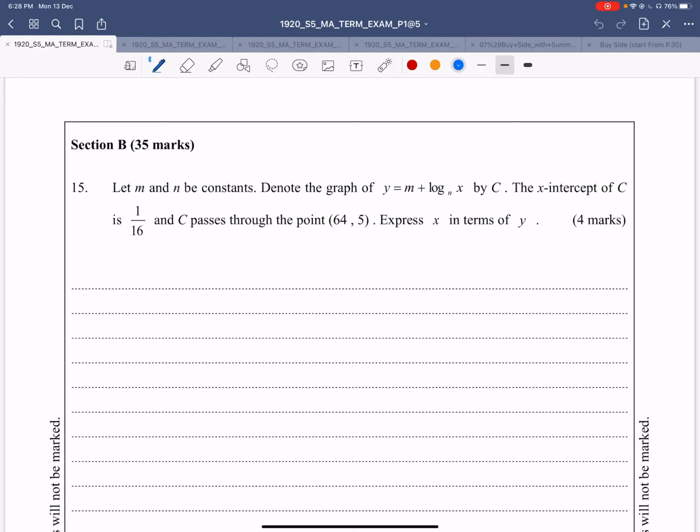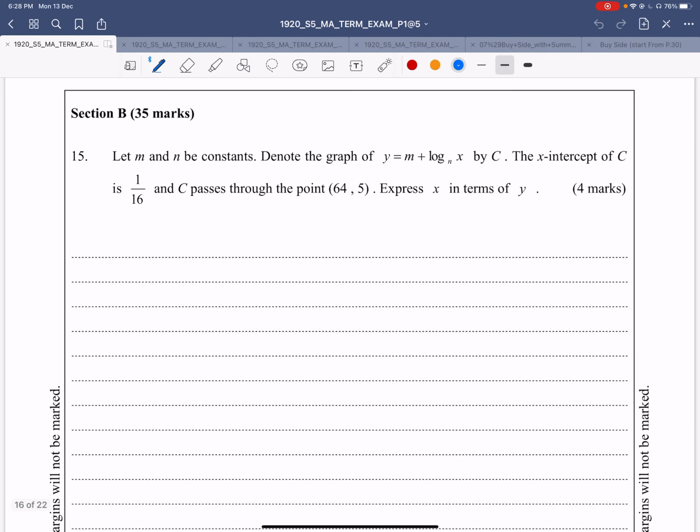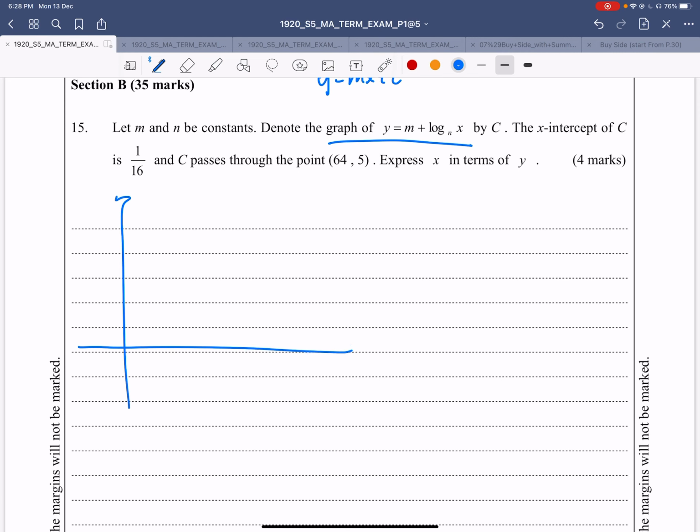Alright, so this question is a Section B question about linearization of logarithm. You can imagine the graph expressed in terms of y equals mx plus c. You can see that the x-intercept of the graph is around 1/16, and it passes through a point probably like (64, 5). So you can draw a line. This one is 0. You can draw a line here, right? And actually you can substitute the points into the given graph.